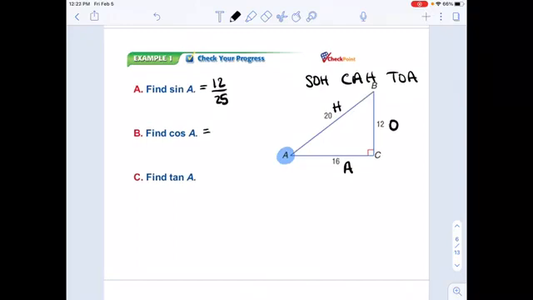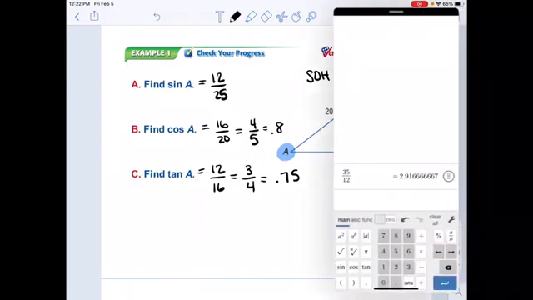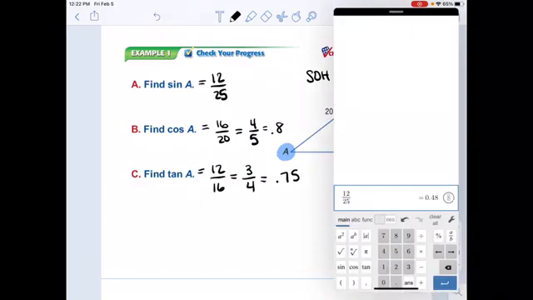Cosine is adjacent over hypotenuse, which would be 16 over 20, and if we reduce this, we get 4 over 5. And then tangent is opposite over adjacent, so 12 over 16, and when we reduce, we get 3 over 4. So I know that this one is actually 0.8, this is 0.75. The last one I don't actually know, so we need to try that out. It's just under 0.5, I believe. Yep.